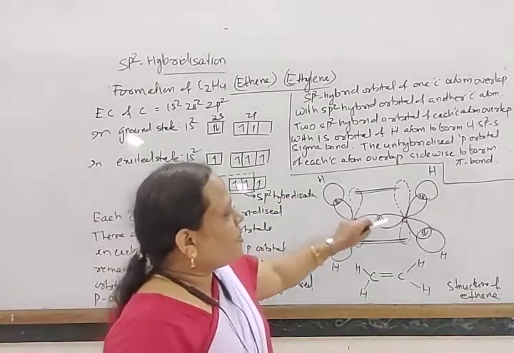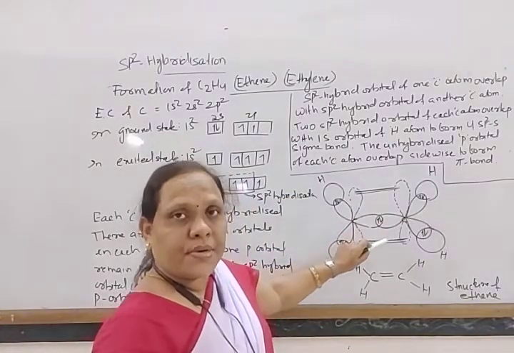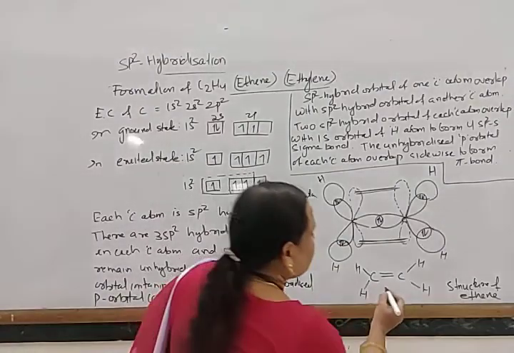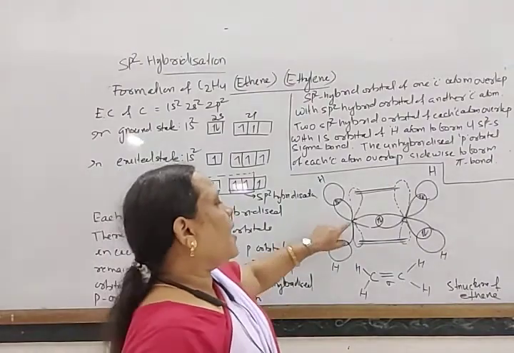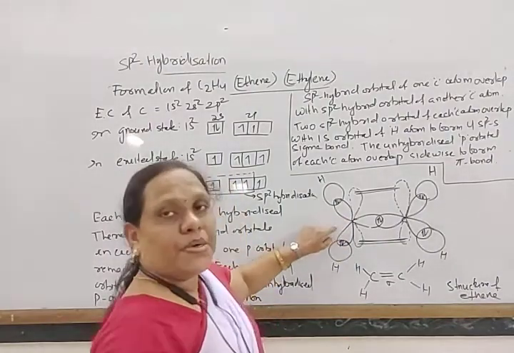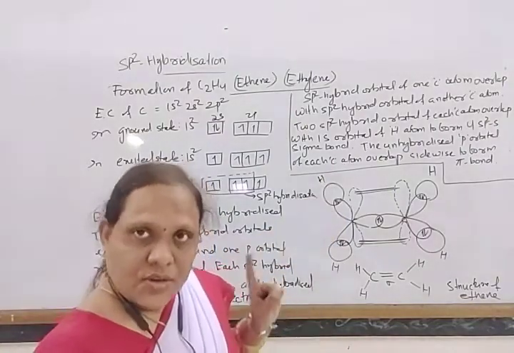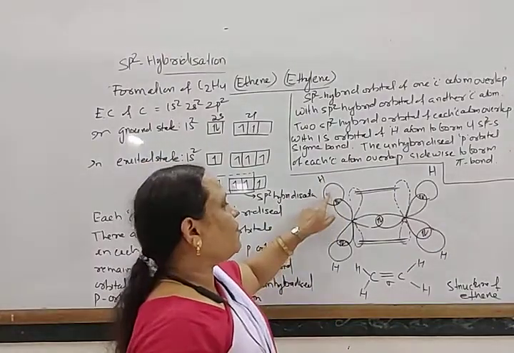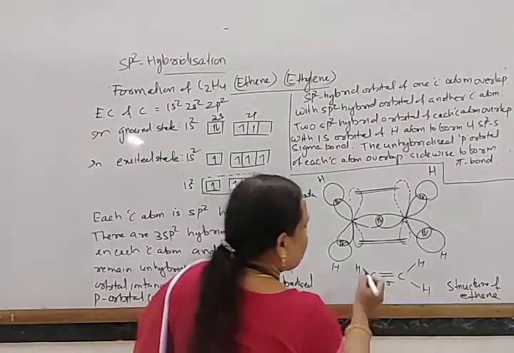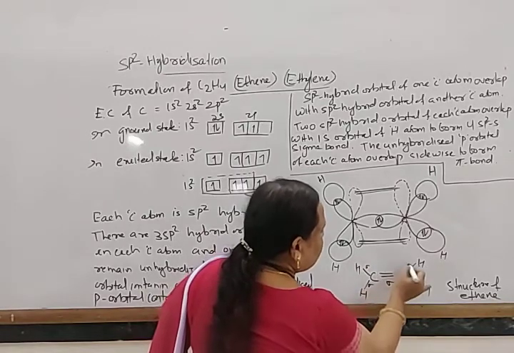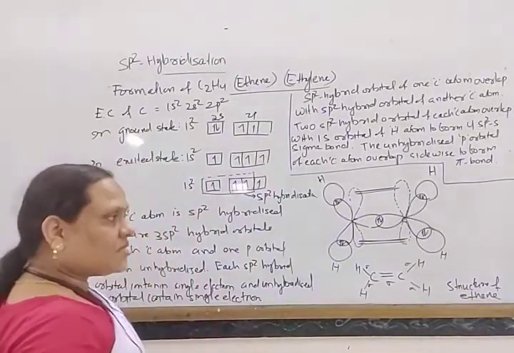Now, the sp2 hybrid orbital of one carbon atom overlaps with the sp2 hybrid orbital of another carbon atom to form an sp2-sp2 sigma bond. The remaining 2 sp2 hybrid orbitals of each carbon atom overlap with the 1s orbital of a hydrogen atom to form 4 sp2-s sigma bonds. This is a sigma bond, this is a sigma bond, this is a sigma bond, this is a sigma bond. If any single bond is formed, that is a sigma bond.